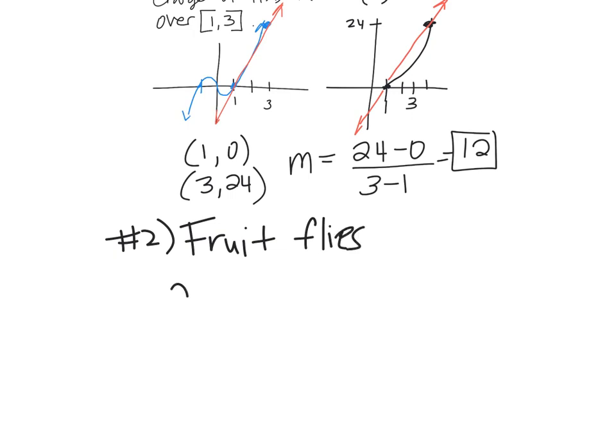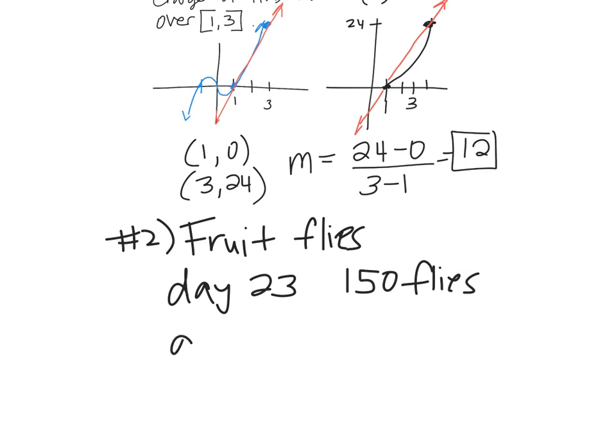Now, on day 23, you observe that the fruit fly population is 150 flies. Gross. On day 45, you observe that there has been an increase in the population of fruit flies to 340 flies.